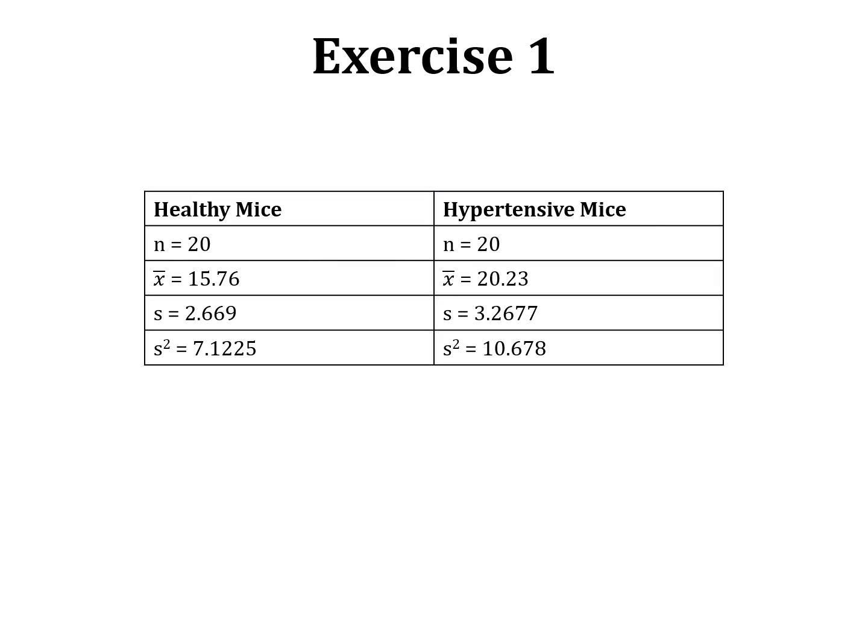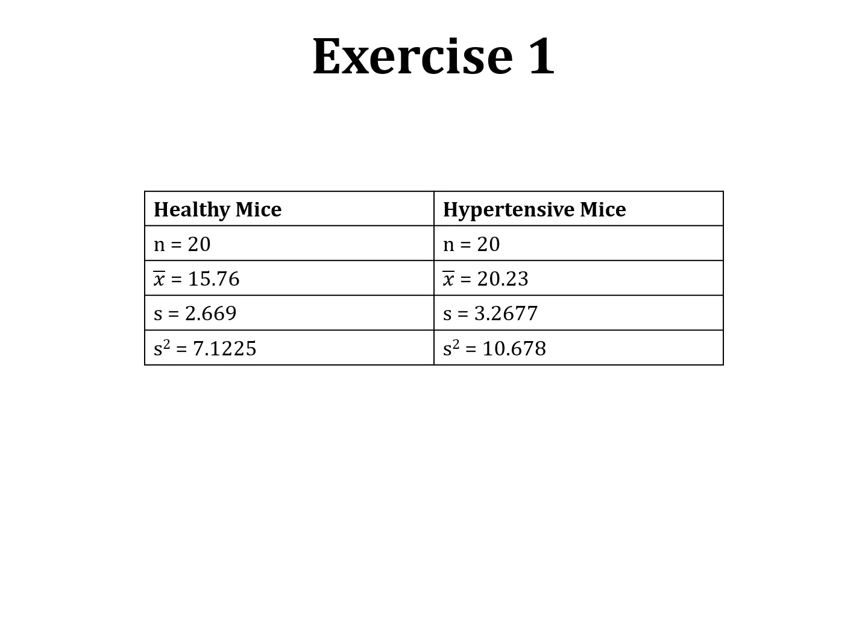Now this is the descriptive statistics for this exercise. The number of healthy mice is 20, and the number of hypertensive mice is also 20. The mean plasma ACE levels in healthy mice are 15.76 picograms per deciliter, and in the hypertensive mice they are 20.23 picograms per deciliter.